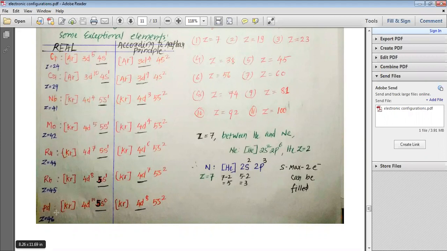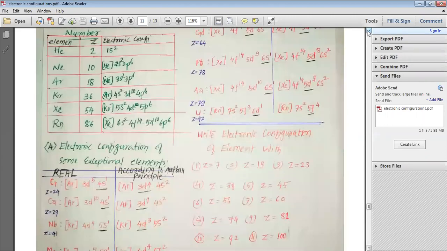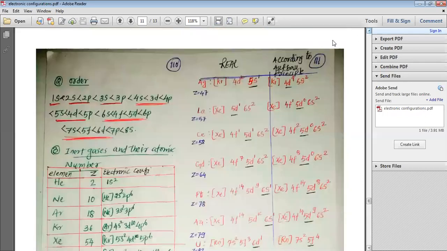Same way in palladium, which has the atomic number 46, it should be krypton 4d8 5s2, but it goes like krypton 4d10 5s0. So both the electrons from the 5s orbital go to the 4d orbital, and this is how the more stable electronic configuration is achieved. Same way we have more examples to learn. In silver, where the atomic number is 47, the electronic configuration should be krypton 4d9 5s2, but instead of that it goes krypton 4d10 5s1.